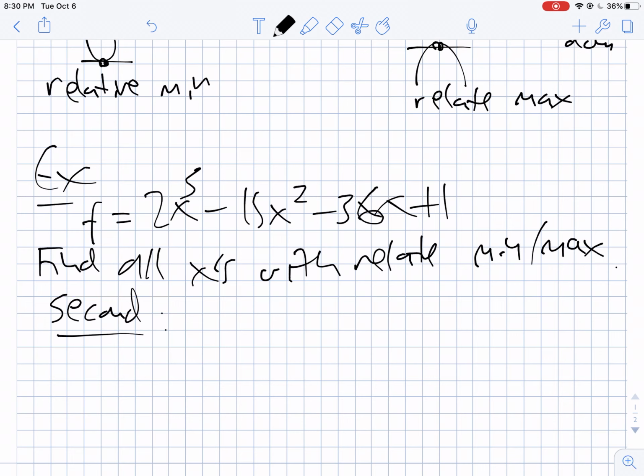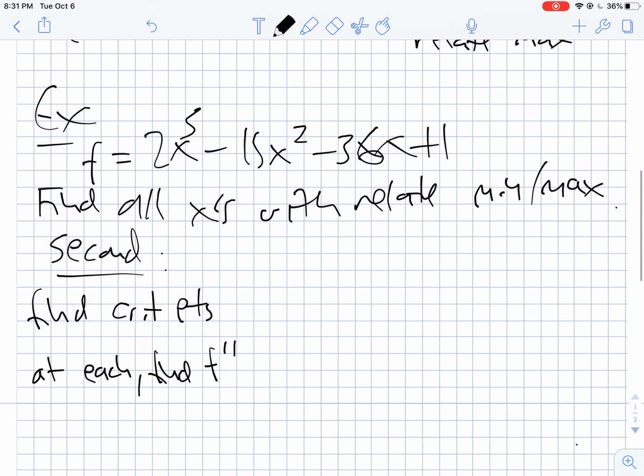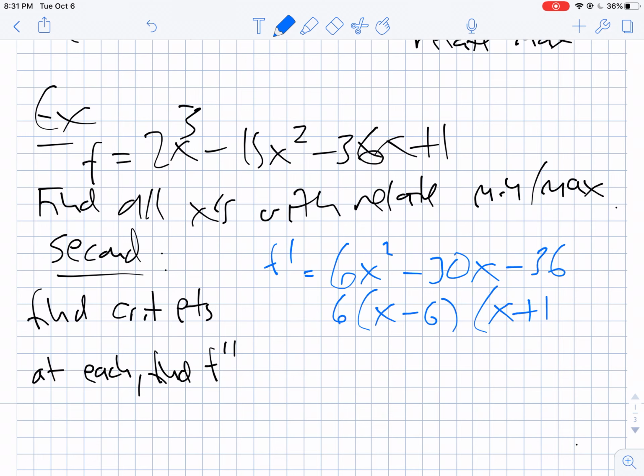So first off, we're going to find where f prime is 0. So we're going to find those critical points. And then at each one, we're going to find the second derivative and see if it's positive or negative. Okay, so let's go ahead and do that then. My first derivative here, of course, is 6x squared minus 30x minus 36. You factor out a 6, you're left with x minus 6 times x plus 1. So your critical points happen at x equals 6 and x equals negative 1.